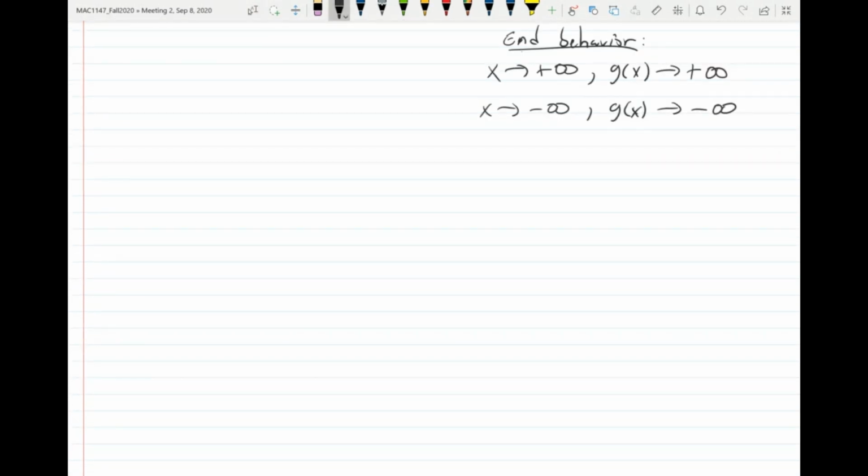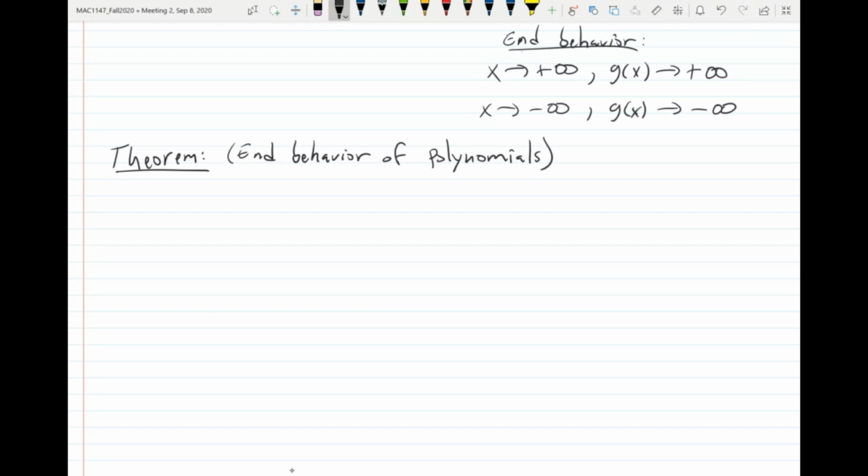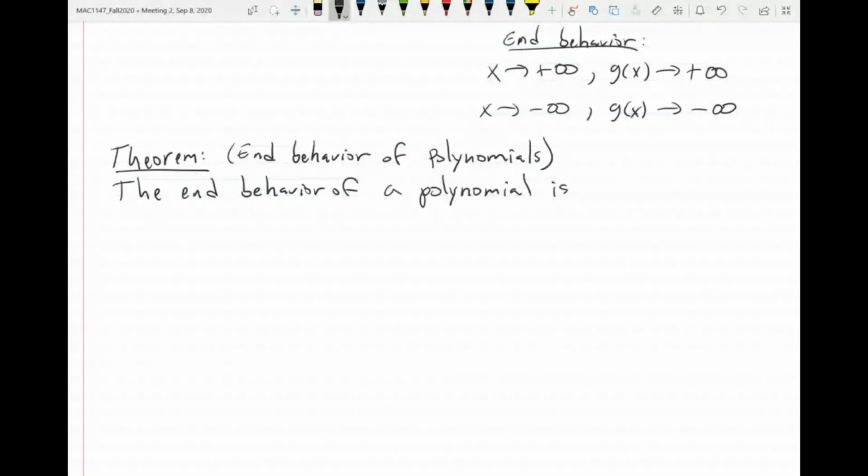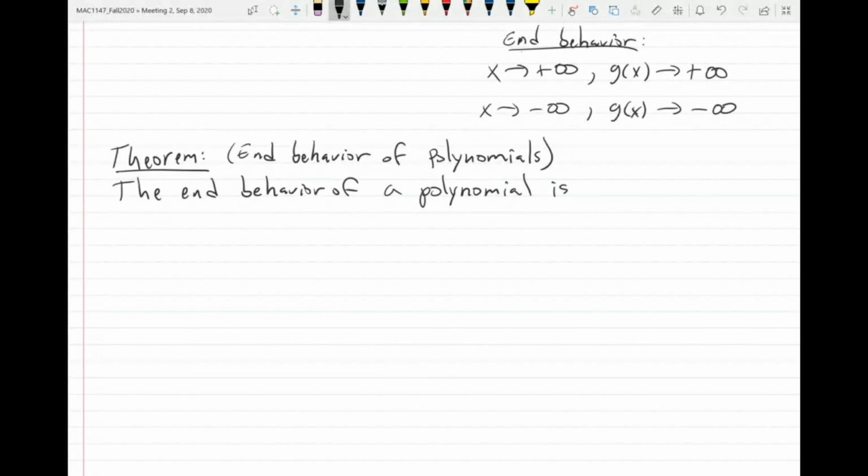Write it down. So theorem, and this is a statement about end behavior of polynomials. So the end behavior of a polynomial function, so of a polynomial, is given by its leading term. So it's the same as its leading term.